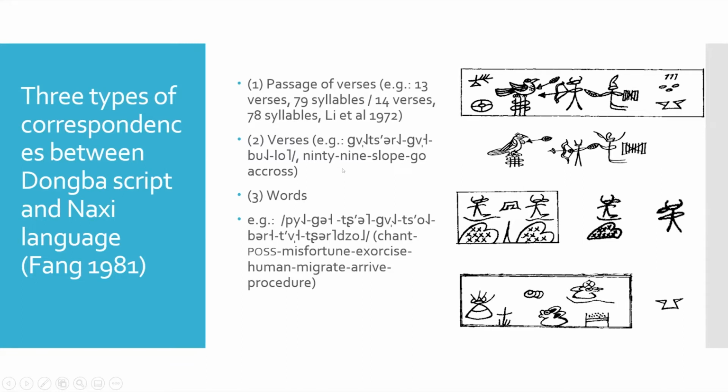The second type is that a group of pictographs represents a certain verse. These are all from the story about the arrival of human beings. In this grid of verse, in the left part, as shown here, there is a human figure, a line representing that he is walking, and a small mountain. The cross means the numbers. And it is read as a pentasyllabic verse: to go across 99 slopes.